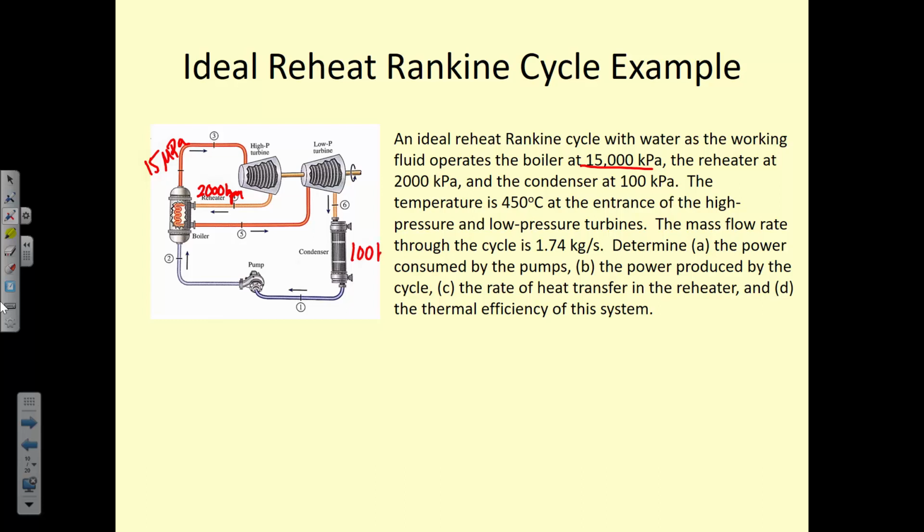The condenser is at 100 kilopascals. The temperature is 450 degrees at the entrance to the high pressure turbine. So the first turbine is always the high pressure turbine. And again, it's 450 at the entrance of the low pressure turbine because we're assuming that the reheater works perfectly. The mass flow rate of the entire cycle is 1.74 kilograms per second. And if you were to do a mass balance, you would see that the flow rate does not change through any of these components because it is continuous.